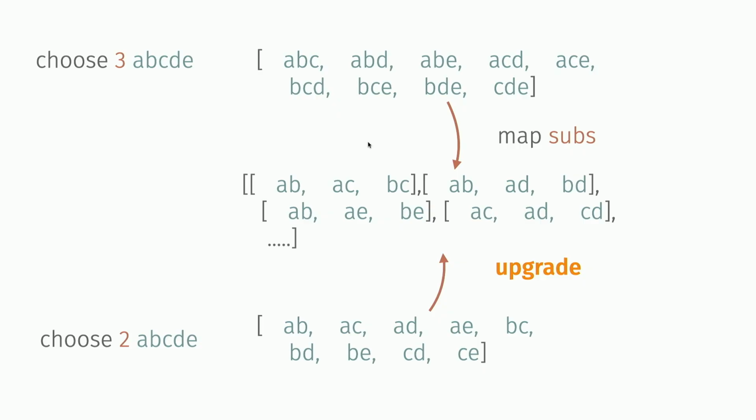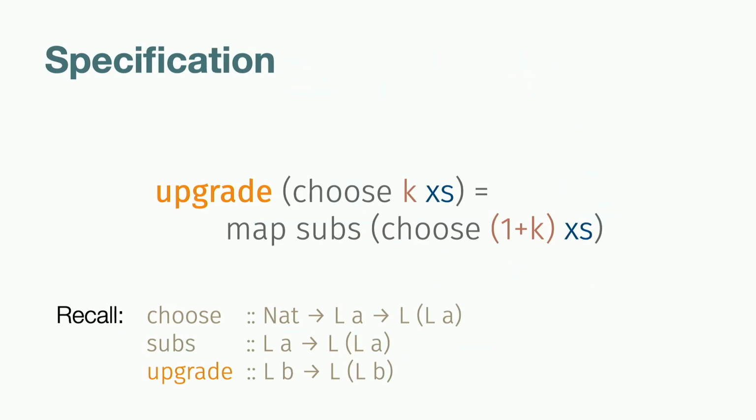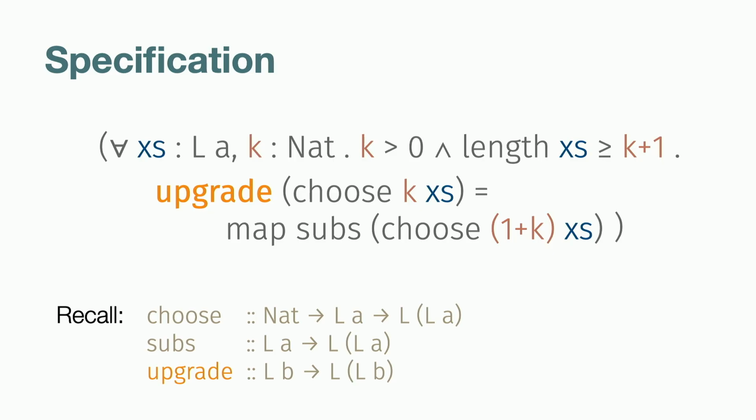And here we have our specification. This is what upgrade does, basically. So upgrade is a function from a list of B of anything to a list of B. And when it's given level k, it returns the list of B, which should look like applying map of subs to level 1 plus k. And there are some other side conditions on k and the length of xs, which we can ignore for this talk. And presumably now we have a specification for upgrade.